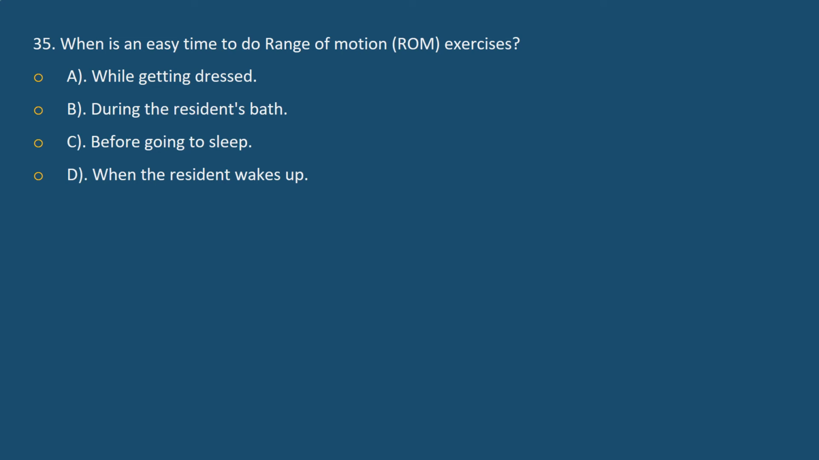Question 35. When is an easy time to do range of motion exercises? A. While getting dressed. B. During the resident's bath. C. Before going to sleep. D. When the resident wakes up.